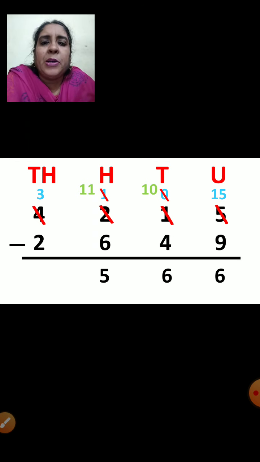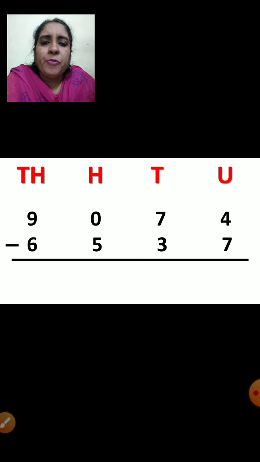Now we will go to the thousands place. Now see the numbers in the thousands place. 3 minus 2. 3 minus 2 is how much? 1. Very good. So what is your answer? 1566. What is your answer? 1566.